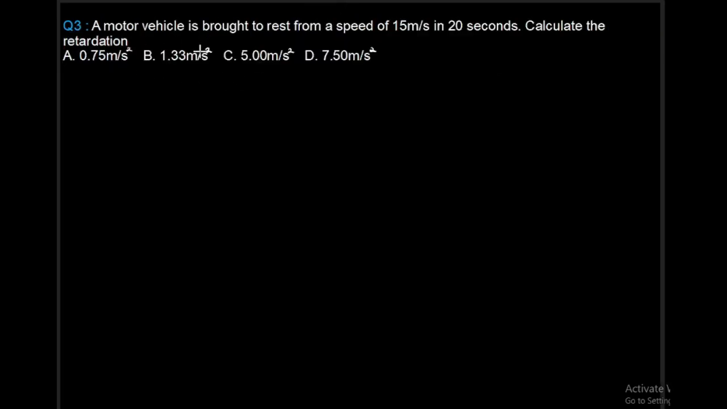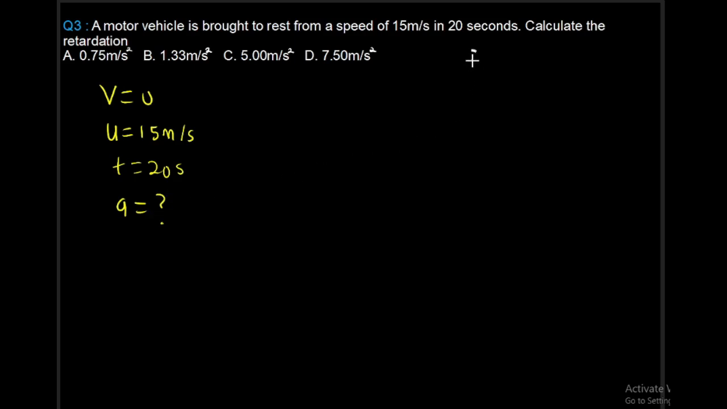Now the next question says a motor vehicle is brought to rest. It simply means final velocity is 0, from an initial speed of 15 meter per second, in 20 seconds. Time is 20 seconds. Calculate the retardation. So we're looking for the retardation. Retardation is a form of acceleration. It's a negative acceleration. So by the time we finish solving here, we'll see that our answer will be negative. So which formula are we using?